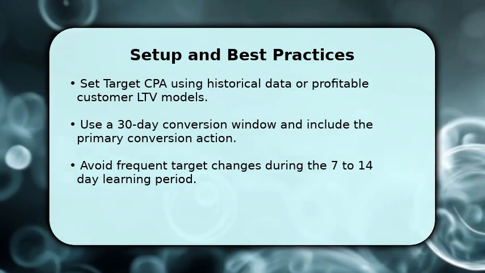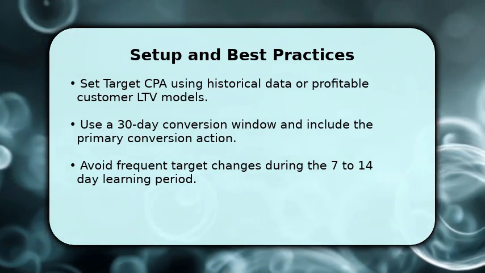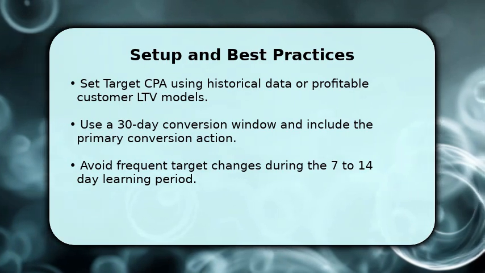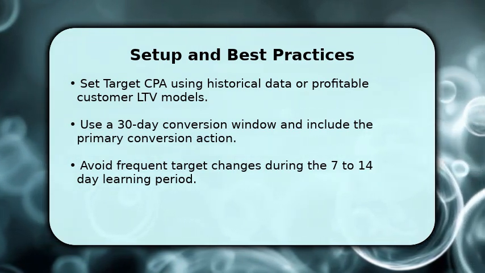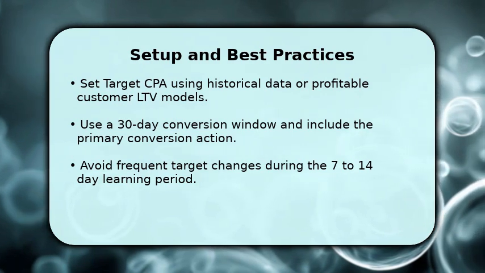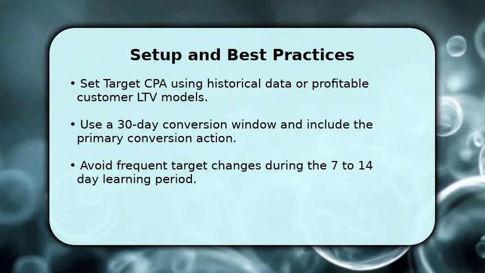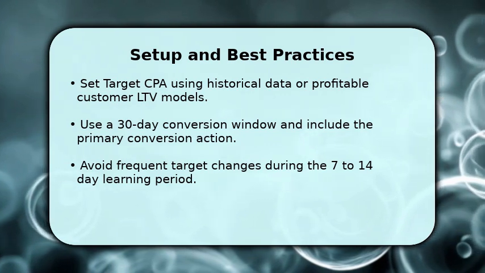Include conversions that reflect real profit, not low-value micro-goals. Avoid frequent target changes, since learning requires 7 to 14 days to stabilize performance. If conversion volume is low, expand audiences or increase budget to reach 15 conversions.